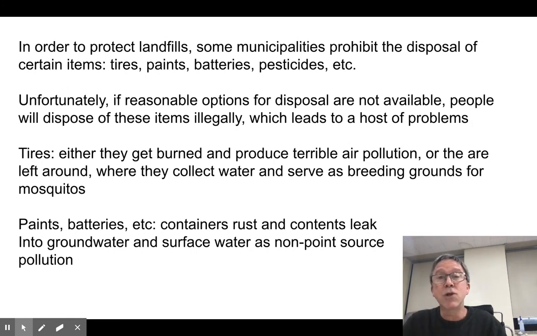Best thing to do is just include the disposal cost in the sales price. When you buy this product, you are also paying for the cost of disposing of it. So the municipality will just take it from you and deal with it.